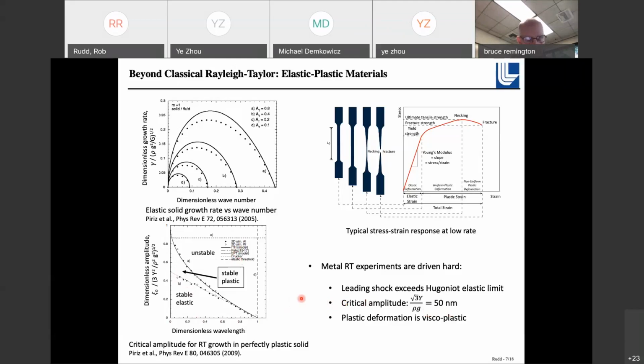Also, in the ramp loading, there's a leading shock, and typically the amplitude of the leading shock exceeds the Hugoniot elastic limit. So you recall from previous lectures that means that in the post-shock material, it's deforming plastically rather than elastically. So we're really interested in something that's more of a viscoplastic response in these experiments.